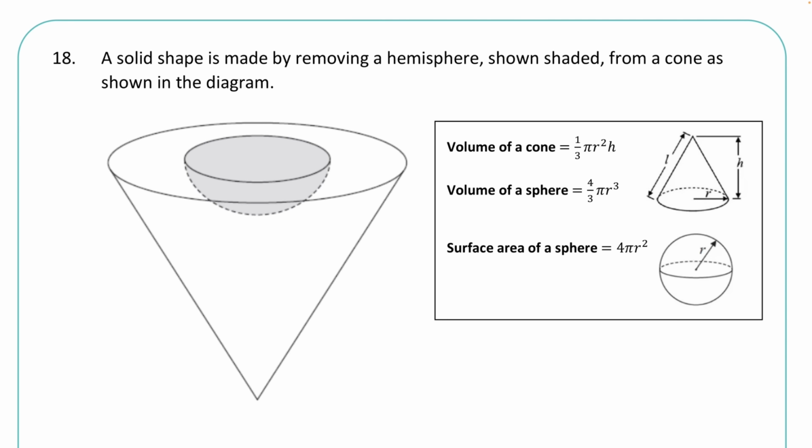Okay, so in this question, we have a solid shape made by removing a hemisphere, shown shaded, from a cone as shown in the diagram. So we have an upside down cone and a hemisphere that's been cut out of the bottom, and we're given the volume of a cone, the volume of a sphere, and the surface area of a sphere.